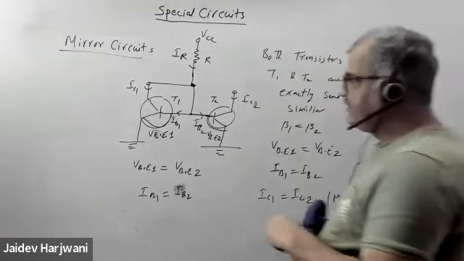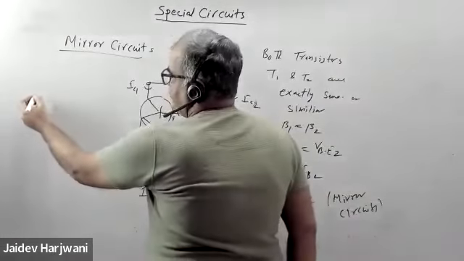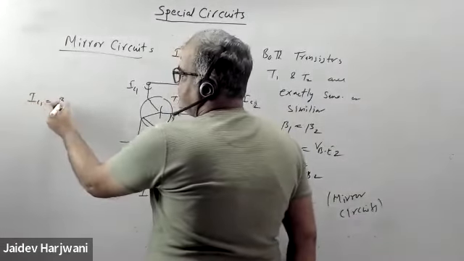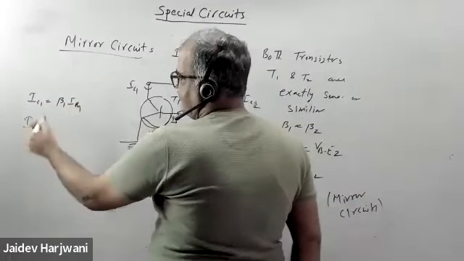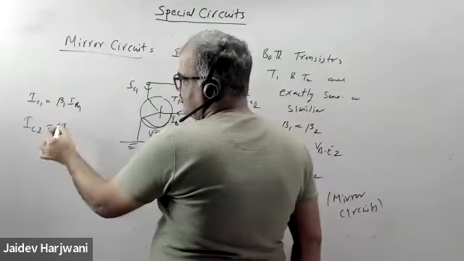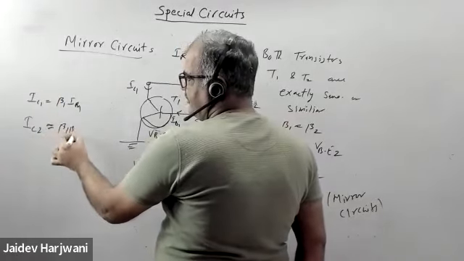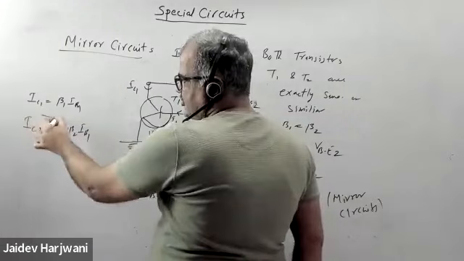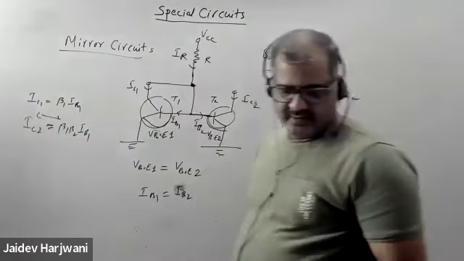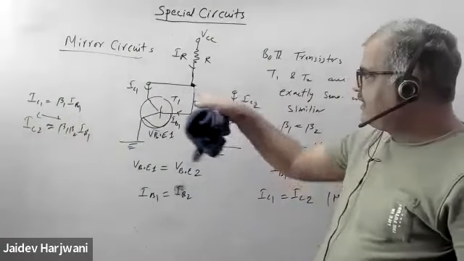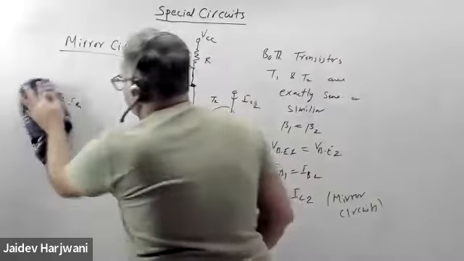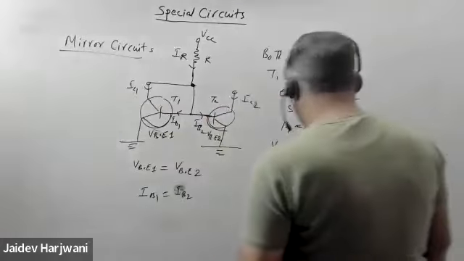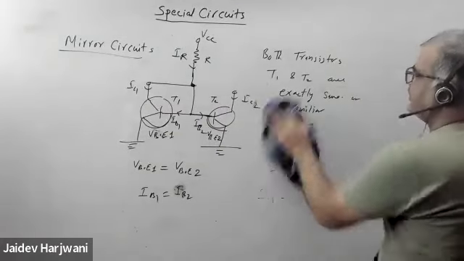In the last problem that we saw, you had IC1 equal to beta1 IB1, and in the last problem your IC2 was almost equal to what? Beta1 into beta2 IB1. So IC2 बहुत ज्यादा था compared to IC1. यहाँ पर आपका IC1 IC2 भी सेम होगा. Now let me solve this circuit.